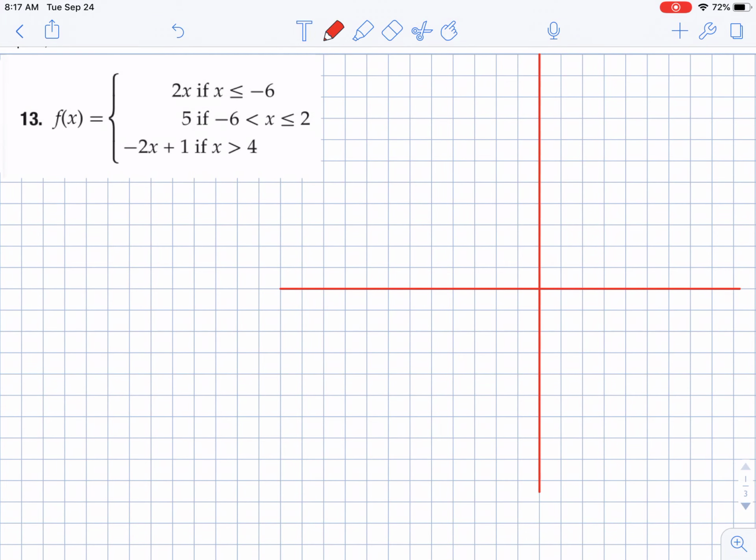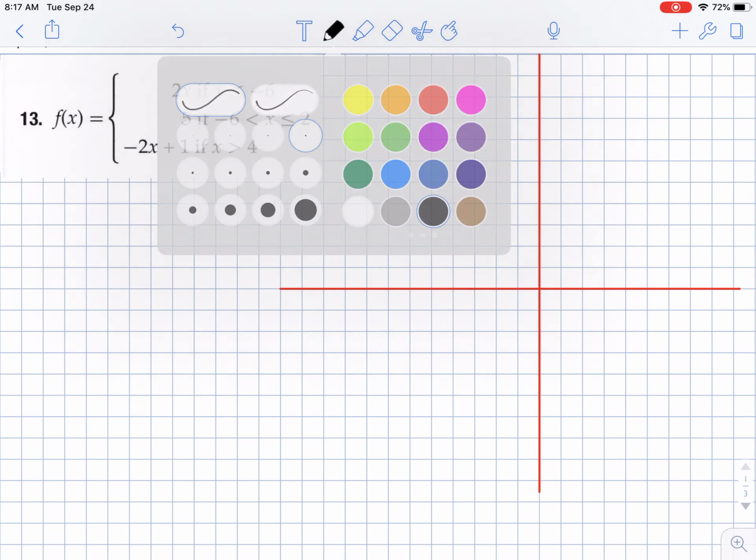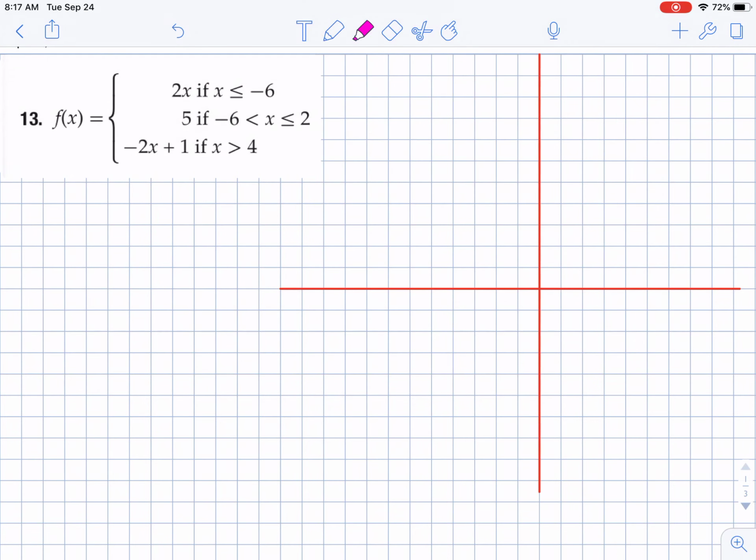Now here's how I would start 13. First off, what you can think of is where our boundaries are. And so for this first one, I have a boundary at less than or equal to negative 6. 1, 2, 3, 4, 5, 6. So I'm going to have a boundary here, which means for this one, the graph is going to be over here.